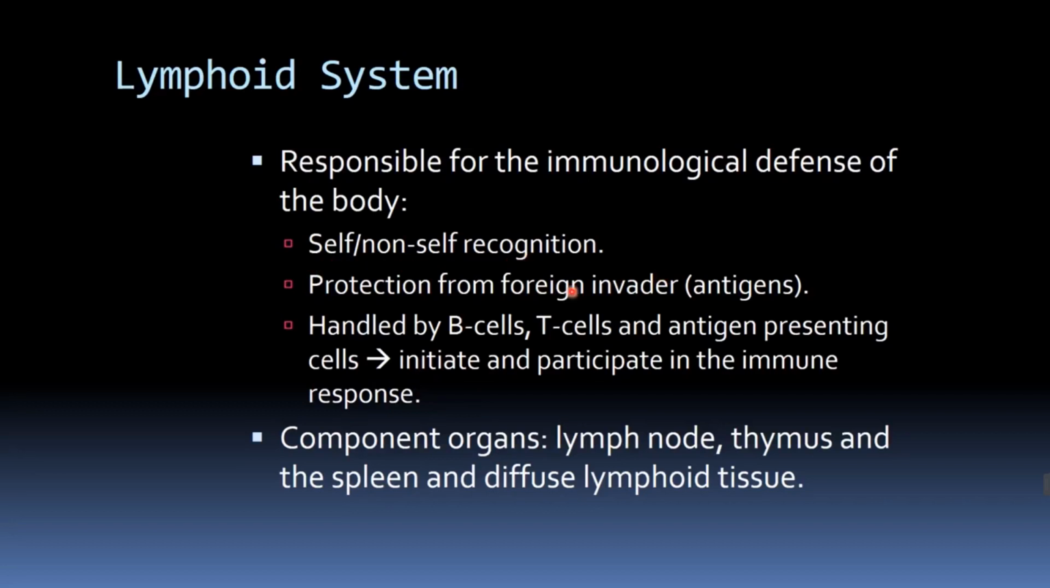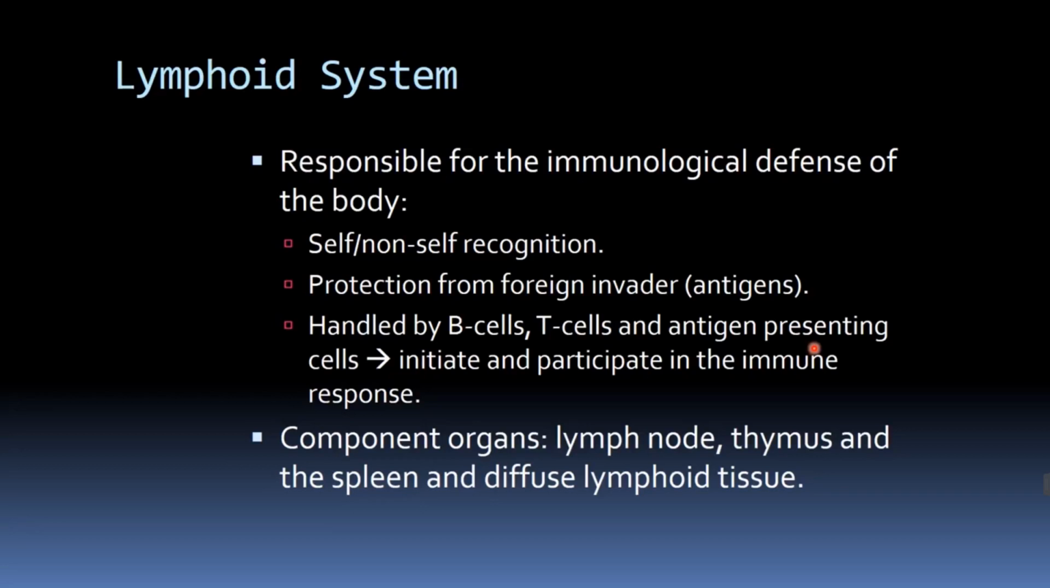So the idea here is to deal with antigens. Now, I'll be referring to all these invaders as antigens from basically here on. And it's handled by just a handful of cells, literally. We have B cells, T cells, and what we call antigen-presenting cells. Antigen presentation is really a process, and it's really not a cell itself, but historically we call them antigen-presenting cells. And there's actually a few of them.